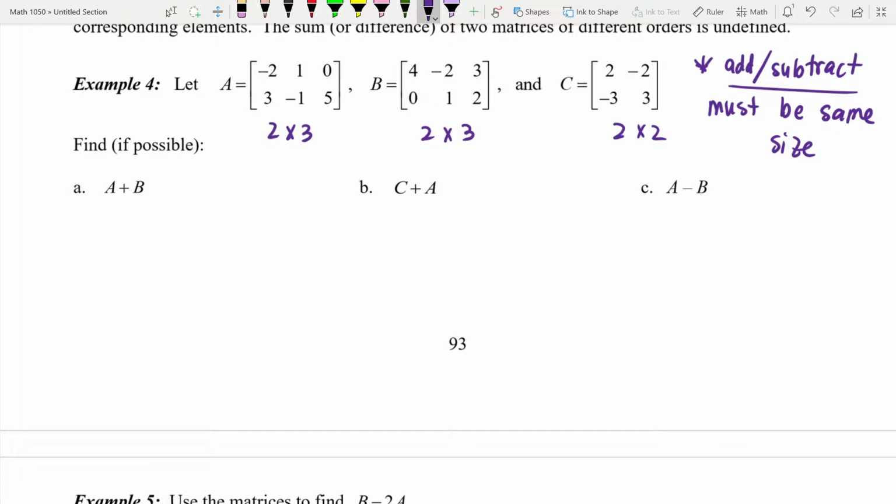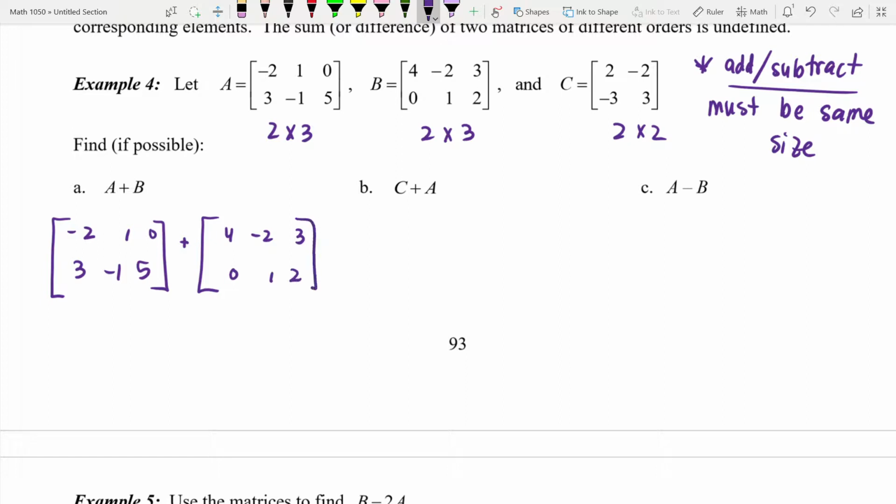C cannot be added or subtracted to A or B because it's a different size, okay? So take A and add B. I want you to write down matrix A: 2, 1, 0, underneath 3, negative 1, 5. And then go plus B, which is 4, negative 2, 3, 0, 1, 2, like that.